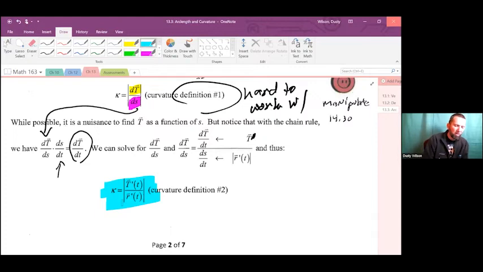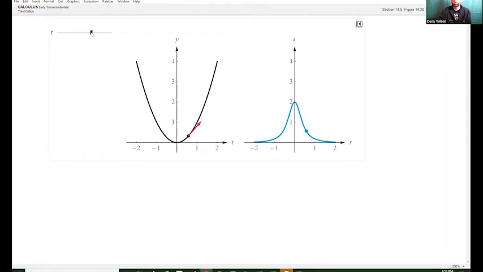And this right here is a much more useful definition. It's more useful than definition number 1. Let's look at a second animation to try to help ourselves gain more intuition of this idea of curvature. Okay, here we have a more streamlined picture. And again, what I want you to see is the red unit tangent vector in the left graph.